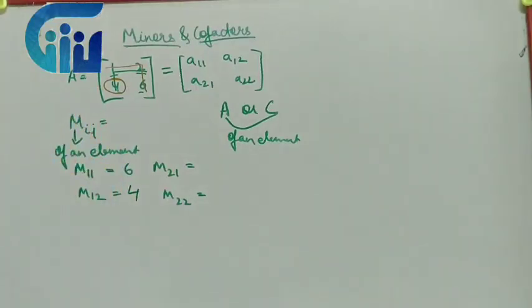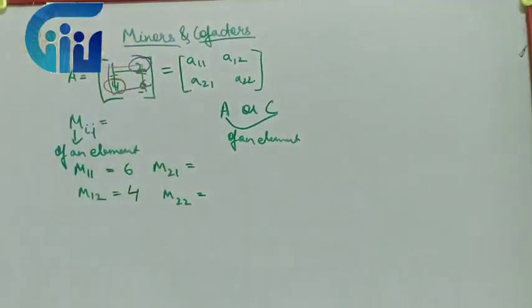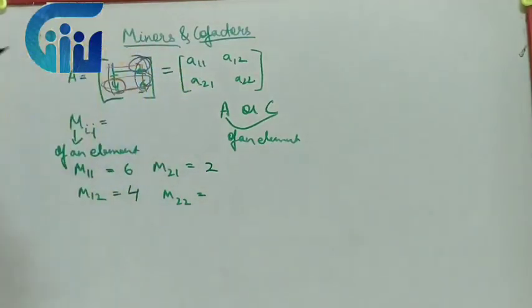Similarly, M21. I'll cover it along its row and column. What is the left out element? 2. So I'll write it over here. Similarly, M22. We will cover it along this particular row and this particular column. What is the left out element? That is 1. So these are the minors of the corresponding elements of the matrix.